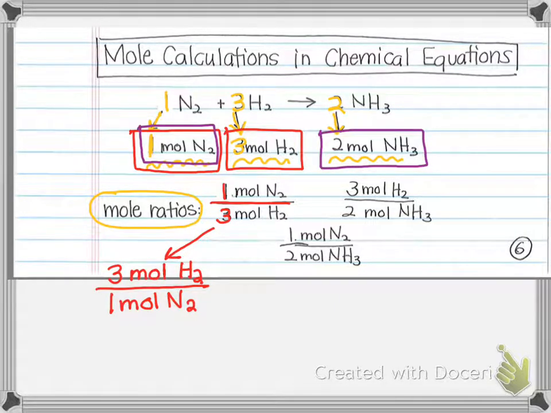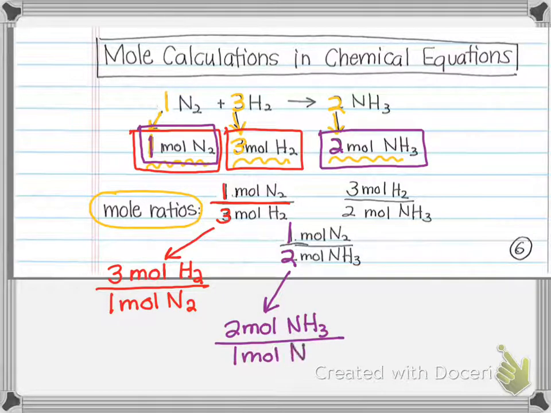So this has 1 mole of nitrogen because there's a 1 in front of the nitrogen, and 2 in front of the ammonia because there's 2 in front of the ammonia here. So it's not a calculation, it's simply taking the coefficients and rewriting them as a ratio. Now again, there may be a case, depending on what I was given, that the 2 moles of ammonia would be on the top of the ratio and the 1 mole of nitrogen would be on the bottom.